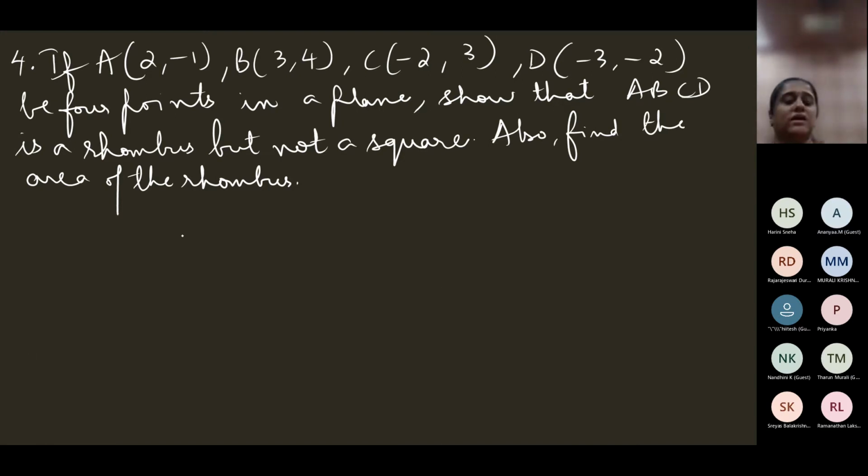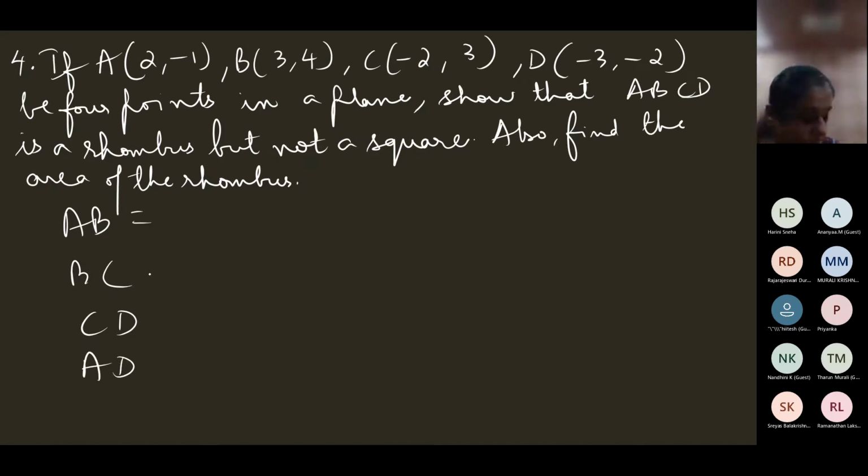Yes, children. Let's get back to this one. Find AB, find BC, find CD, find AD. What is it? I have the answer. I'm just going to write the final answer. And also tell me, should we find the diagonals AC and BD? Yes, ma'am. We need to find it, ma'am. Yeah, correct. Very good. Find AB, BC, CD, AD, AC, BD quickly.